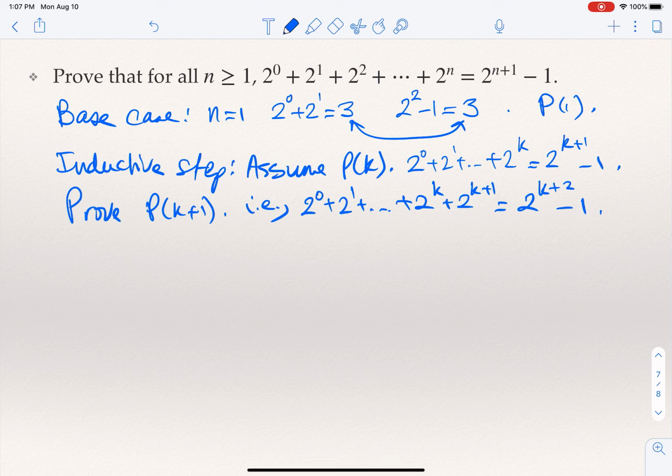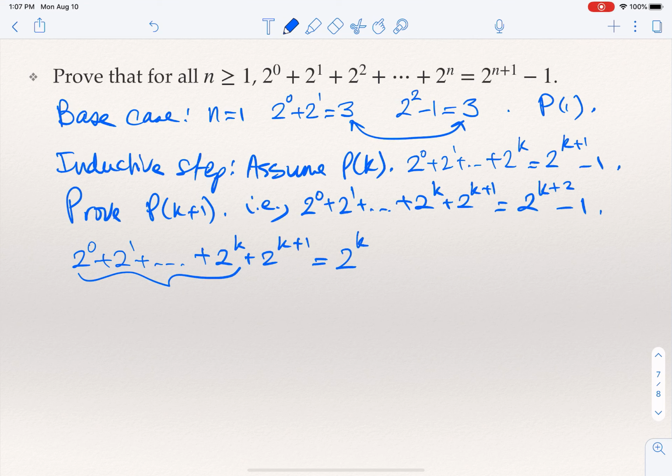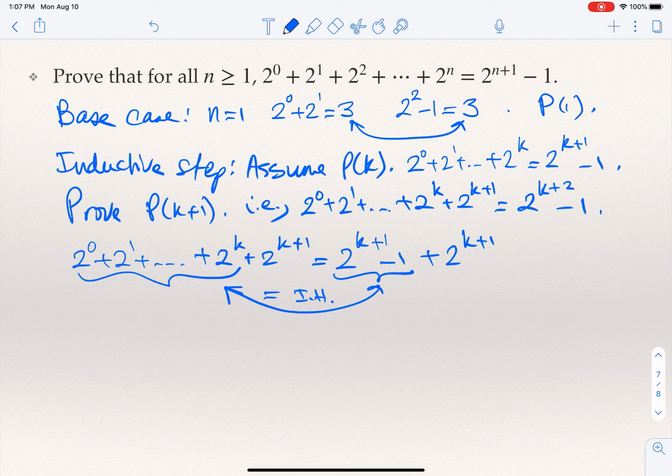equals 2 to the k plus 1 plus 1, which is 2 to the k plus 2 minus 1. Again, we can start with the left-hand side here, and we have 2 to the 0 plus 2 to the 1 plus ... plus 2 to the k plus 2 to the k plus 1. By the inductive hypothesis, we know that the sum of these numbers is 2 to the k plus 1 minus 1, and then we have 2 to the k plus 1. All right, again, these two are equal by the inductive hypothesis. But 2 to the k plus 1 minus 1 plus 2 to the k plus 1 is 2 times 2 to the k plus 1 minus 1, which is 2 to the k plus 2 minus 1.